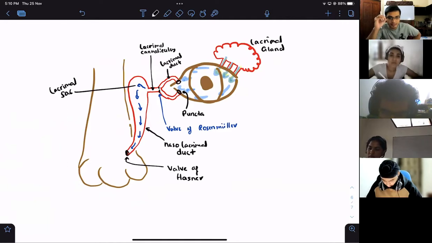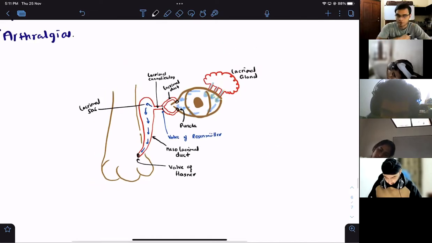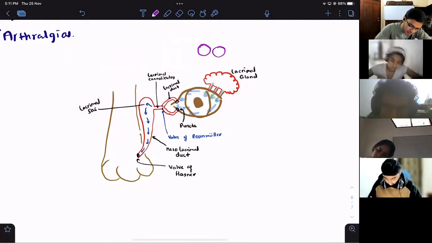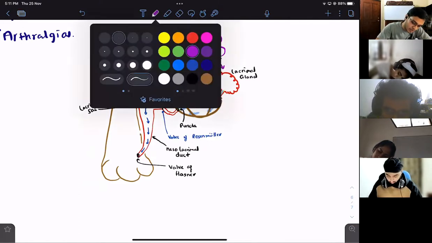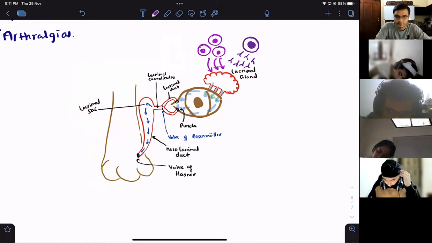Okay, so this is the basic structure and how the tear flows. Now, what I want you all to understand is this, guys. In the case of Sjogren's, what do we have? We can have T cell infiltration into the gland. At the same time, we have B cell hyperactivity, or plasma cells rather, which are producing antibodies against the lacrimal gland cells.